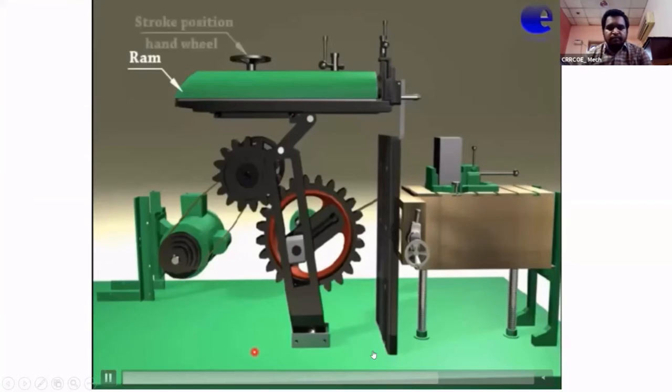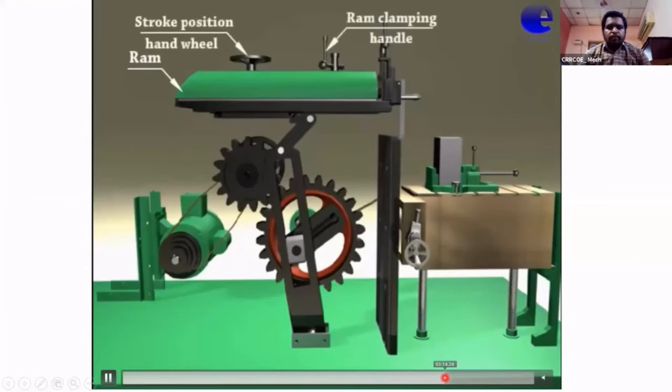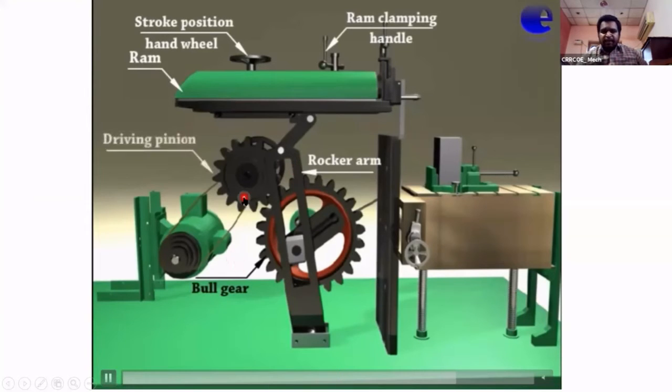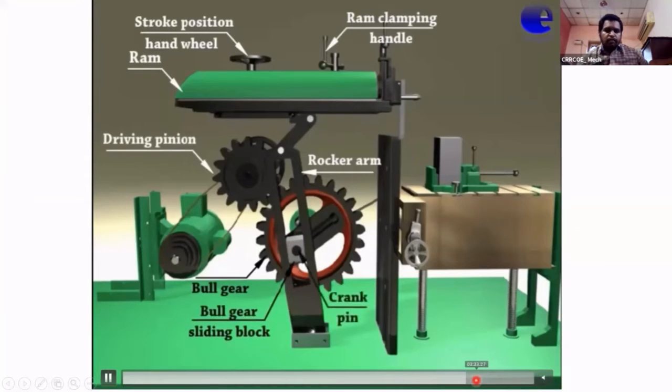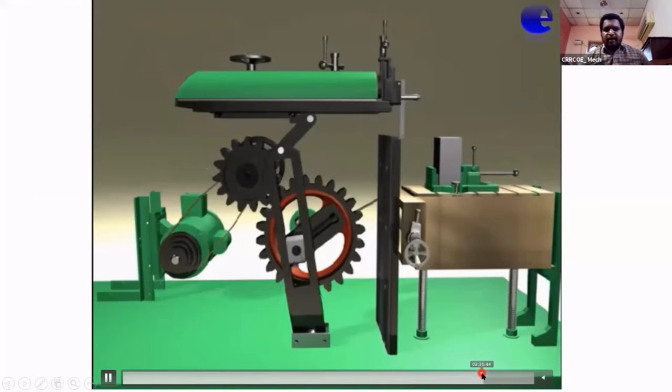See this. This is the ram of the shaper. This is the rocker arm, meaning the slotted link, and this is the bull gear. This is the pinion. This is the slider. This is the crank pin. Now we see the movement of this crank and slotted lever mechanism.